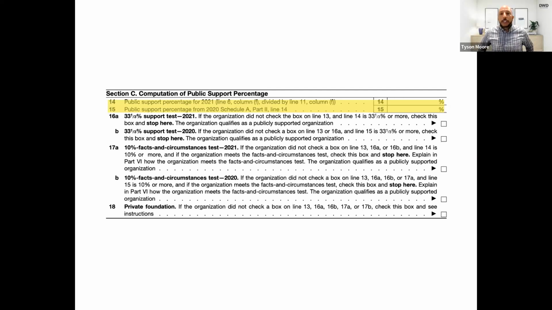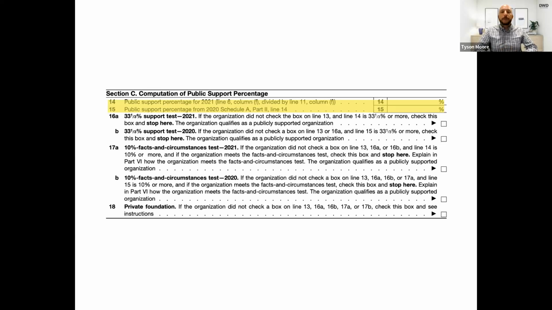So here's the calculation if you checked box 7. You would need to complete this part, and it's a complicated test done each year to see where you're getting your money from. Are you getting it from a whole bunch of different sources, or are you getting it from one source? You want to make sure that the percentage on lines 14 and 15 is more than 33.33%. That's the magic number here. If it's less than 33.33%, you've not met the public charity support test, and therefore you will be considered a private foundation.